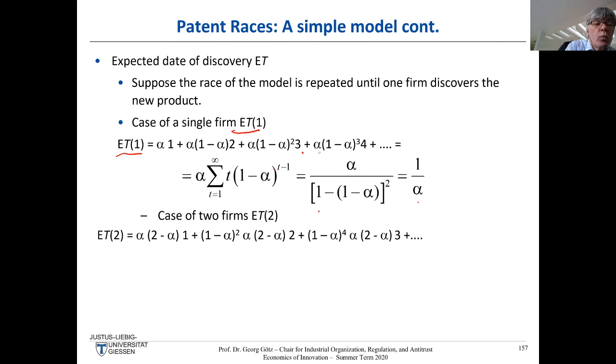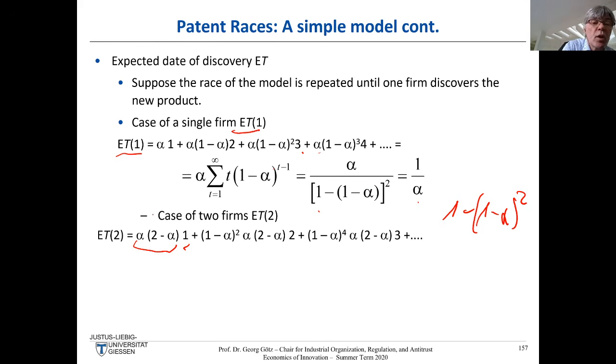Because with a certain probability, you have a success, you end in period 1. And what is this probability? It's just 1 minus the probability that no one is successful in period 1. What is the probability that no one is successful in period 1? It's just 1 minus alpha times 1 minus alpha, so it's squared. No one has a success.